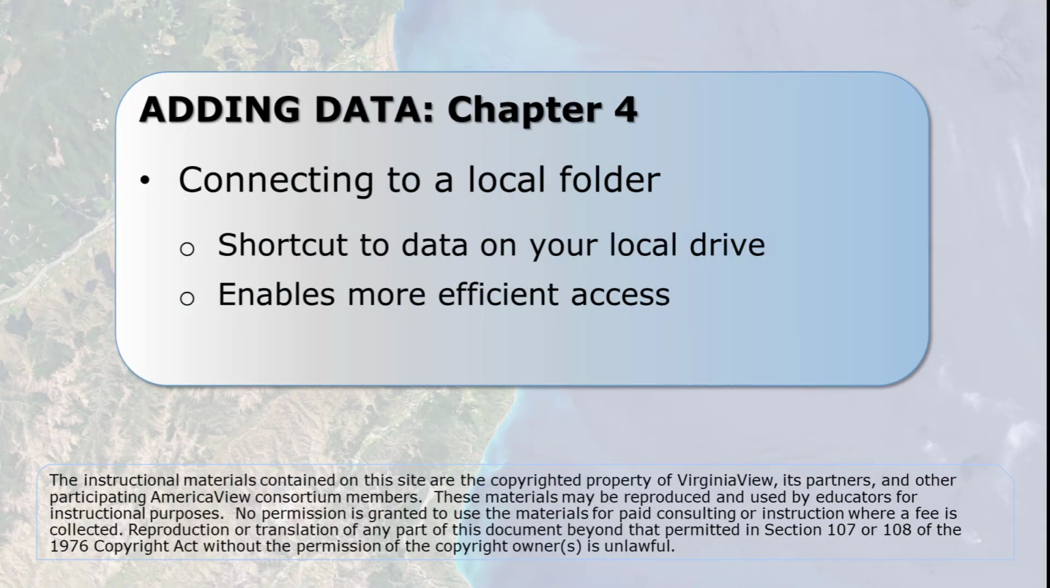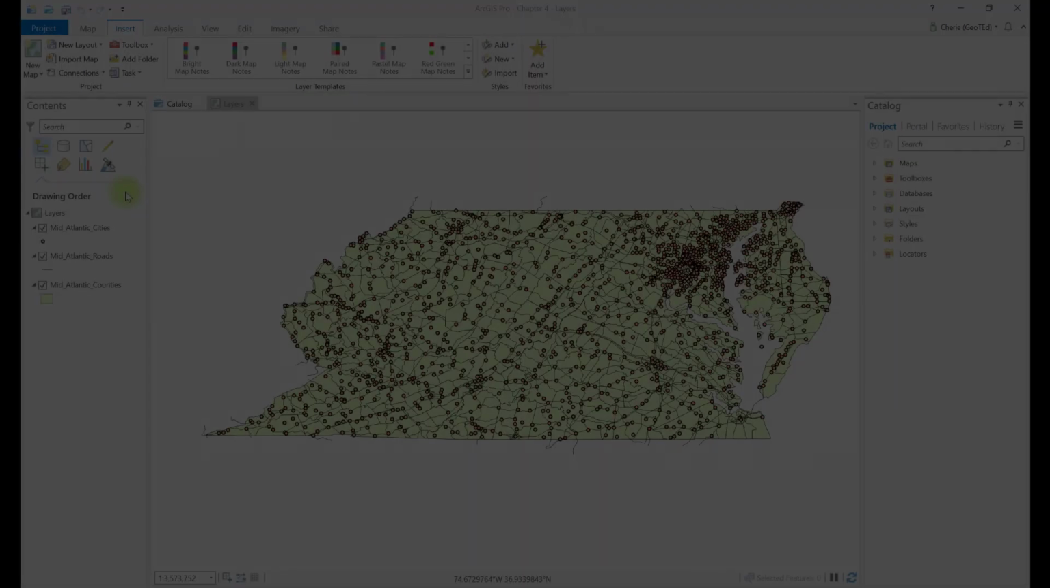In ArcGIS Pro, you can access data, projects, and map documents by navigating to the folder, just like any Windows-based environment. However, ArcGIS Pro has an option to connect directly to that folder within a map project. Essentially, this creates a shortcut to the data and therefore enables access to data files much more quickly.